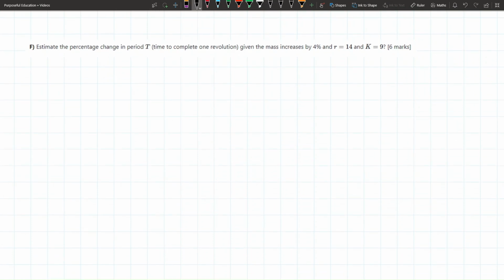Because we are asked to estimate, we need to use the increments formula. So in this case, we can say a change in t is going to be equal to the derivative of t in terms of the mass times a change in the mass. And that's an approximate.